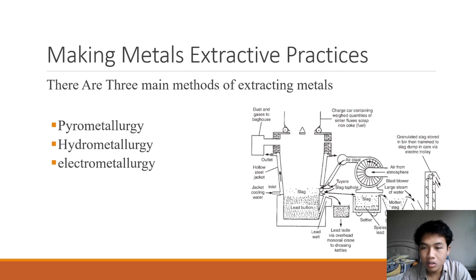Hydrometallurgy is leaching, or removal of the metal from an ore body by passing a strongly acidic or alkaline solution over the ore. And then let's talk about electrometallurgy. Electrometallurgy involves the extraction of metal from their ore by application of large amounts of electrical energy.